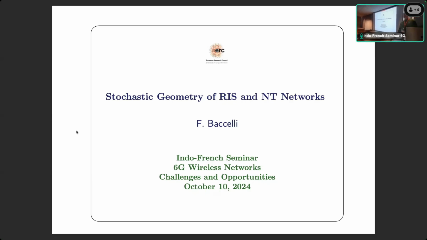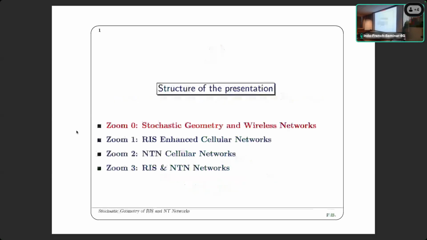So what I decided to do today is to survey what stochastic geometry is all about for wireless networks, because I was not sure everybody would be familiar with that, and then to focus on 2 or 3 topics which are the core of what this workshop is all about, namely topics that stem from 6G and for which we started developing with various co-authors the stochastic geometry vision of these problems. One of them will be RIS, the other one will be NTN, and the final zoom will be on the interplay between RIS and non-terrestrial networks.